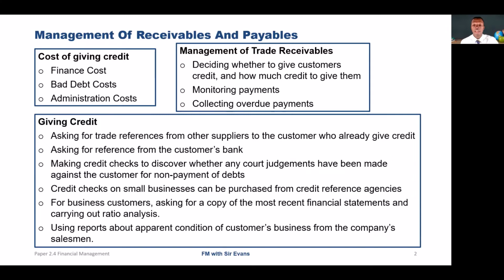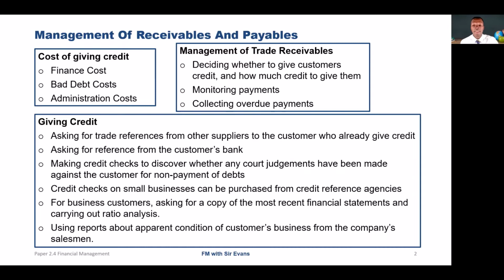Some of them include asking for trade references from other suppliers who the customer might have dealt with in the past. You can also ask for a reference from the bank. You can also discover whether any court judgments have been made against the customer for non-payment of debt. Credit checks on small businesses can be purchased from credit reference agencies.